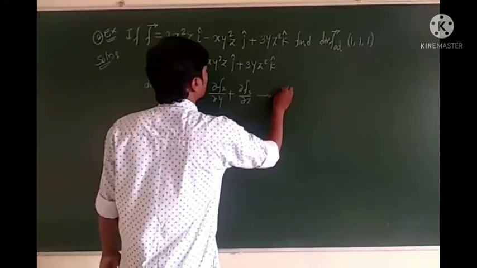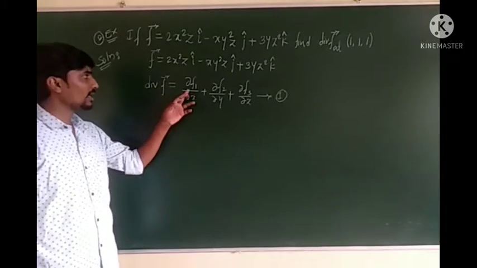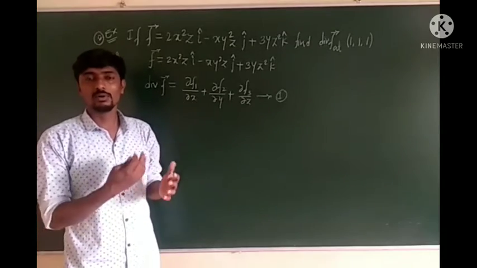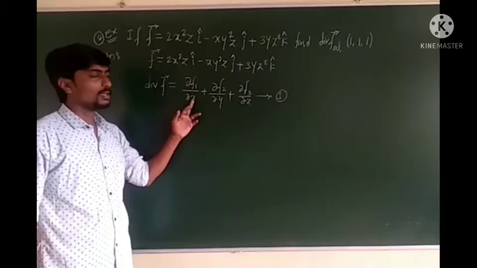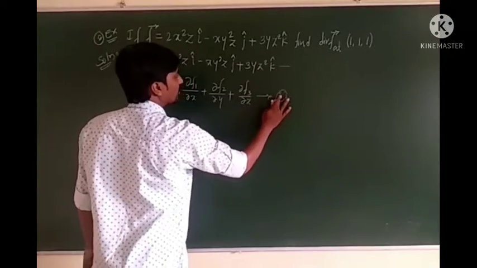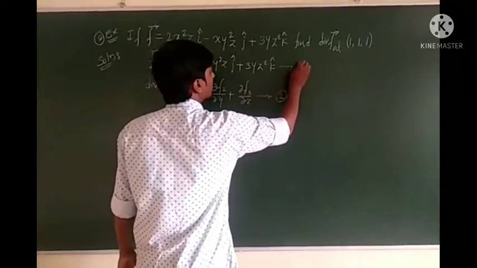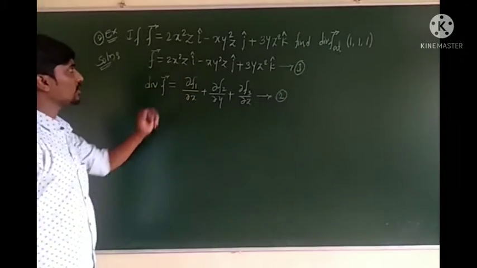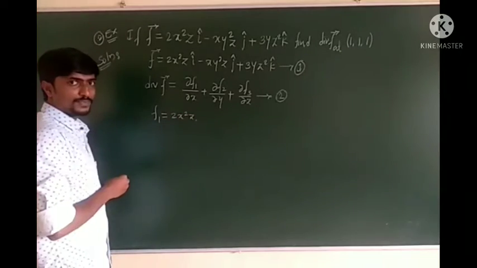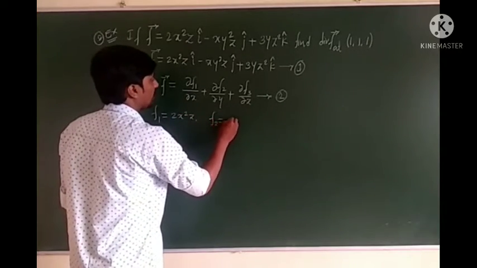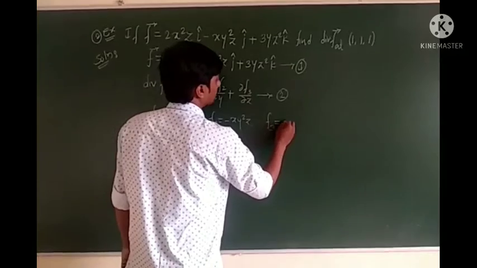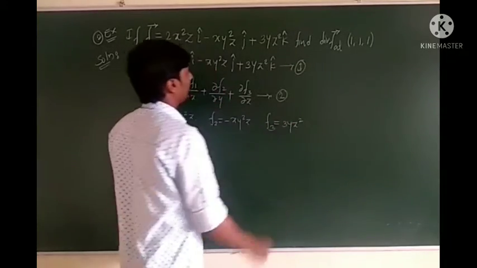I will call this equation 1. Hopefully some of you are unable to understand how the differentiation is done for the given function. So I will call this equation 2 first, and take the earlier equation as 1. From this equation I will consider f1 here. So f1 is 2x square into z, f2 is minus xy square into z, and f3 is 3y into z square.